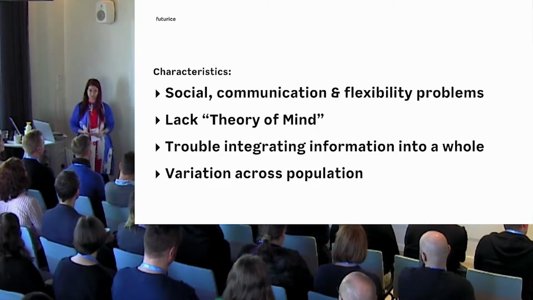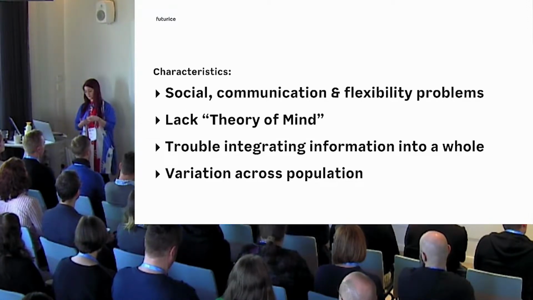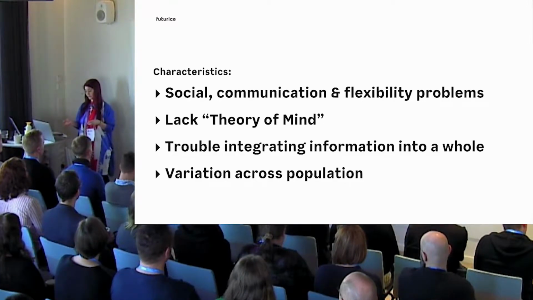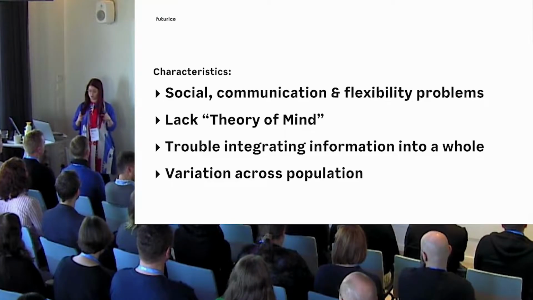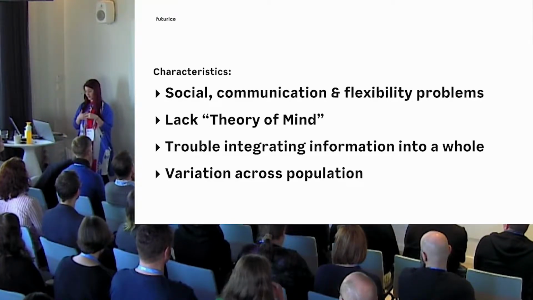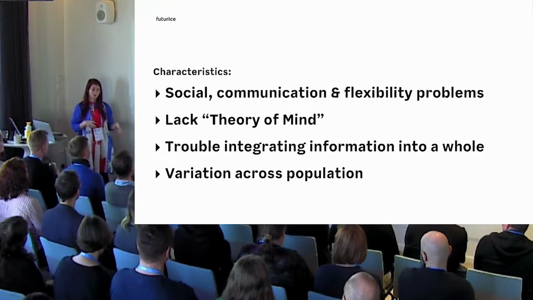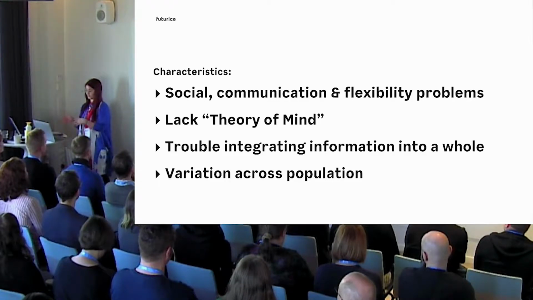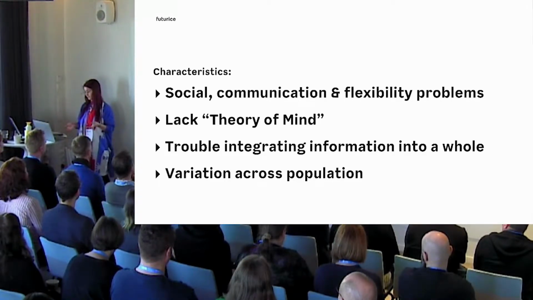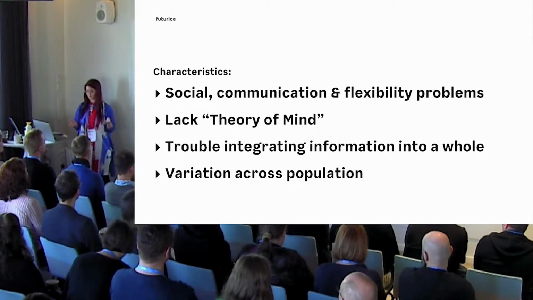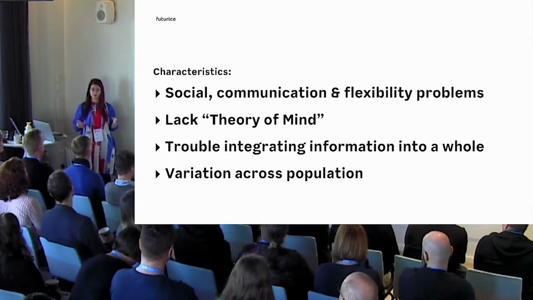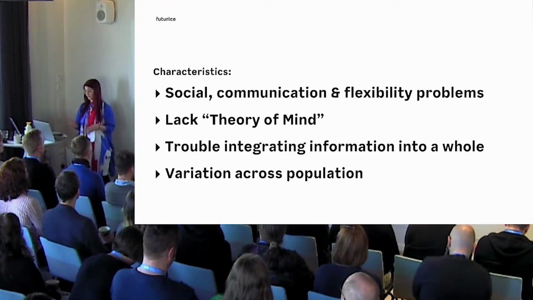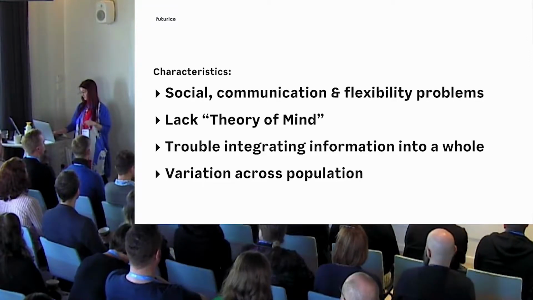These are thought to stem from a lack of theory of mind, which means that people know that other people also have thoughts and feelings. So the current theory is that people with autism have some lacking in this understanding. They also have trouble integrating information into a whole, so they might get fixated on a certain detail in their environment and focus on that and not really focus on what's happening around them, which leads to these social communication and flexibility problems. However, it's a spectrum, so not every autistic person is the same, not every autistic child is the same. These are general things that you can see among the population.